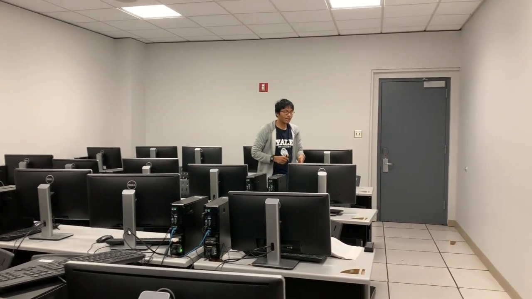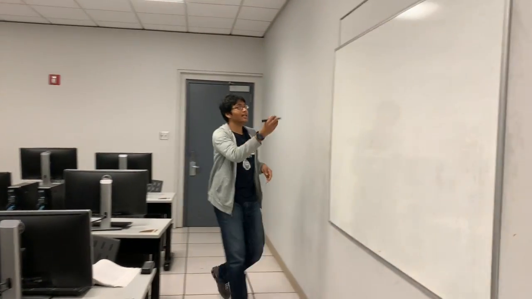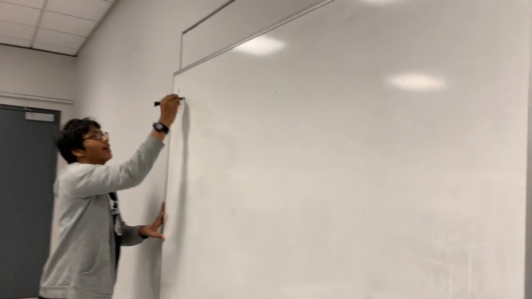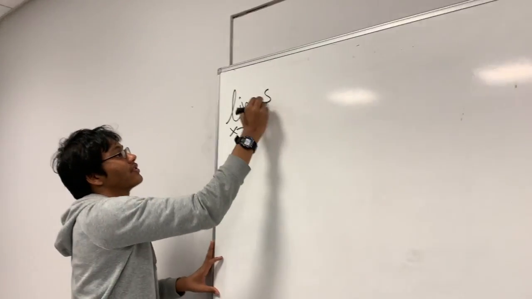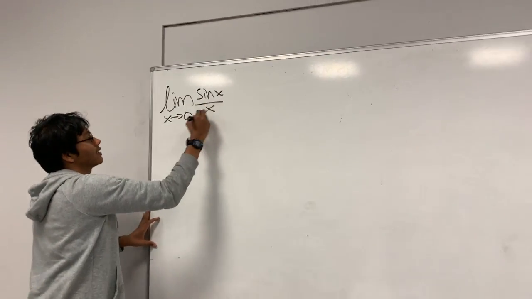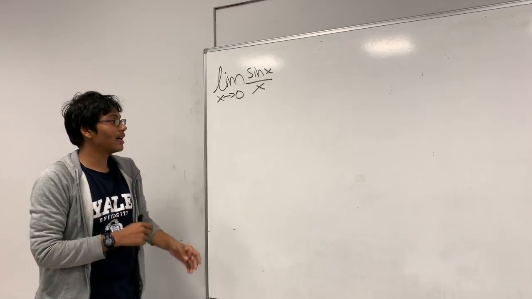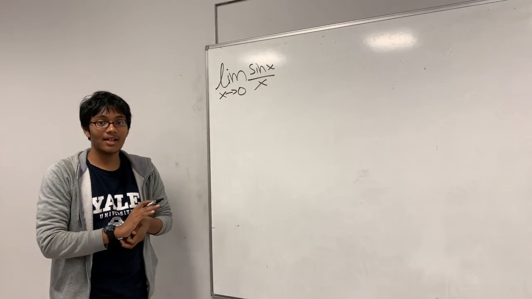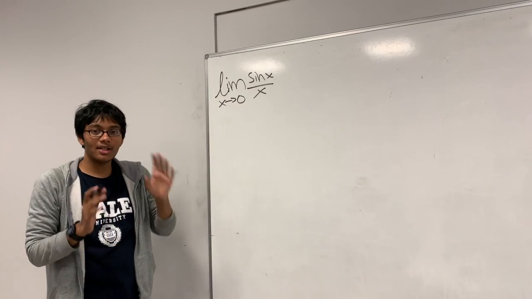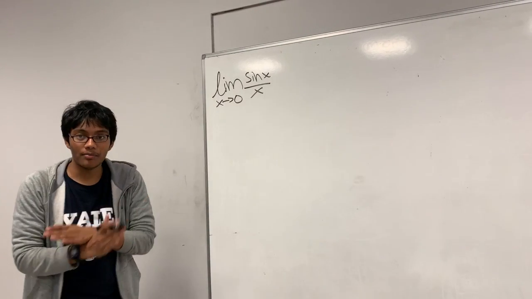Hello folks, back with another episode of calculus. Let's take a look at proving the limit as x approaches 0 of sine x over x. So how do we prove what this limit is? Usually we try to take an analytic approach to these kinds of limits, but today we're going to look at this geometrically.